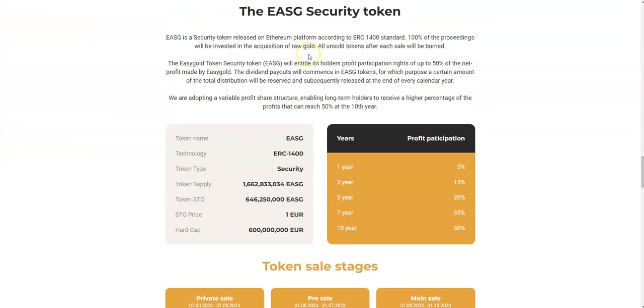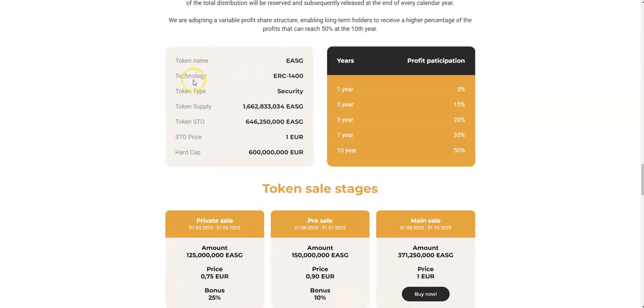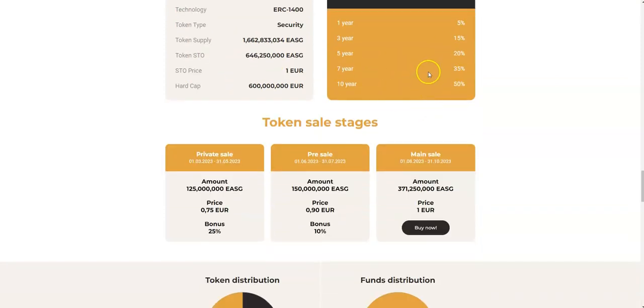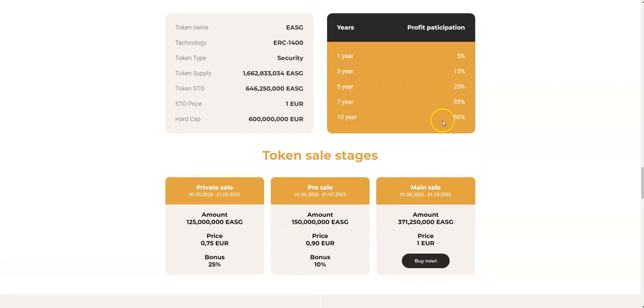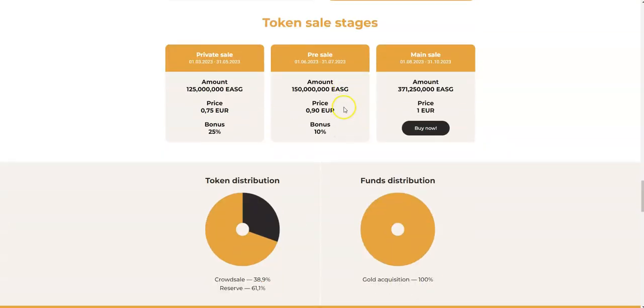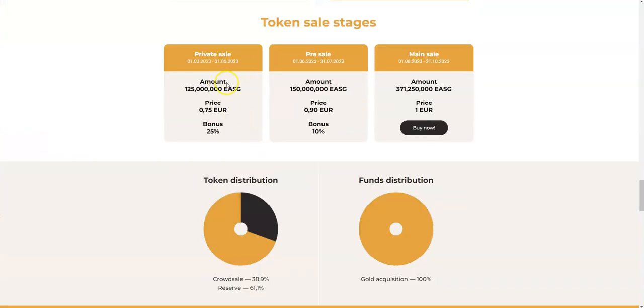And we can see how the token breaks down: the token name, the technology, the type. We can also see the supply right here, the hard cap, and the different years you get, and the profit participation. As you're in more years, it can go up to 50%, as we talked about, and there's different sale stages. Right now we know it's at the private sale, then it goes to the pre-sale and the main sale.